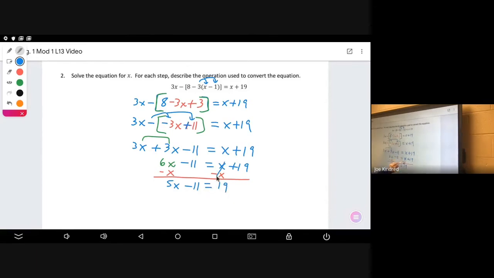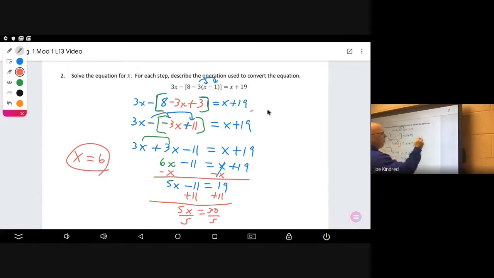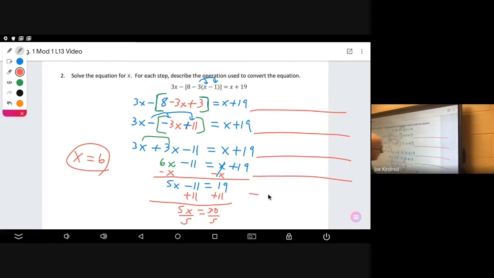Obviously, this goes to 0. I'm now going to be adding 11 to both sides. And that gives me 5x is equal to 30. Divide by 5, and my final answer: x is equal to 6.